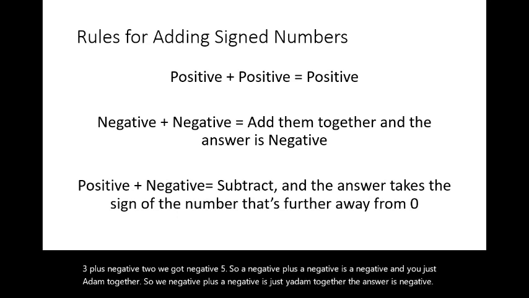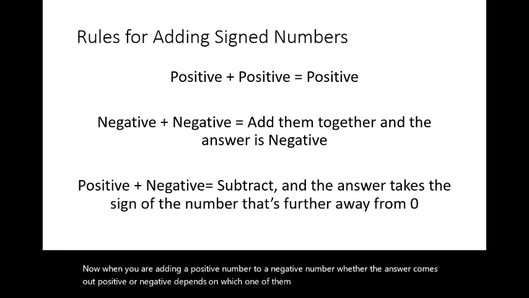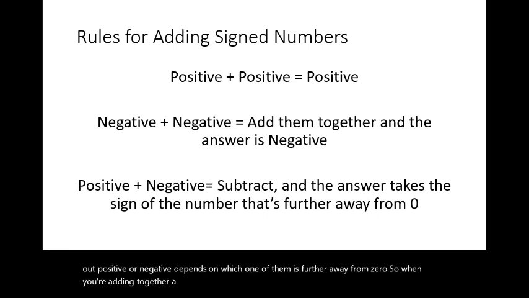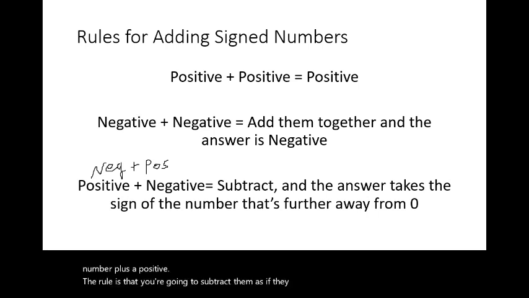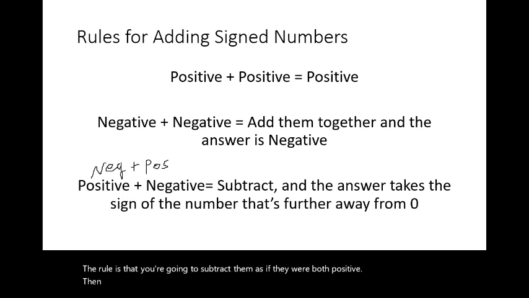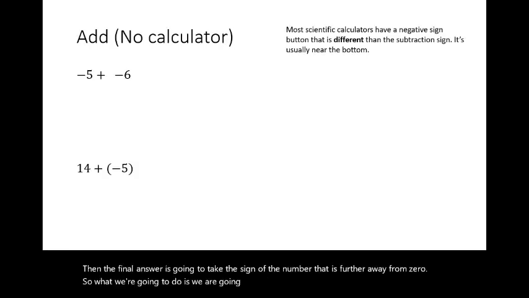Now, when you are adding a positive number to a negative number, whether the answer comes out positive or negative depends on which one of them is further away from 0. So when you're adding together a positive number plus a negative number, or a negative number plus a positive, the rule is that you're going to subtract them as if they were both positive. Then the final answer is going to take the sign of the number that is further away from 0. So what we are going to do is add each of these without a calculator.